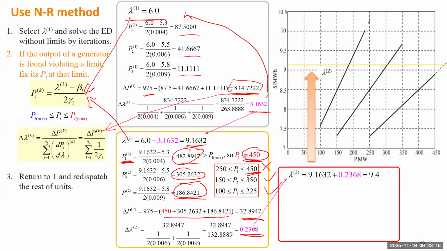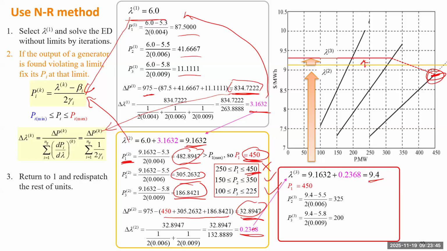To visualize this process, you fix unit 1 at the limit, but to make up the gap, you need to increase slightly for unit 2 and 3 to get the new price. The new price will be $9.4 per megawatt hour. Then you check. Okay, so unit 1, you keep the same value at the upper limit. Unit 2 and 3, you get the updated value and check with the limit. So all the generators are fine. That will be the final answer.